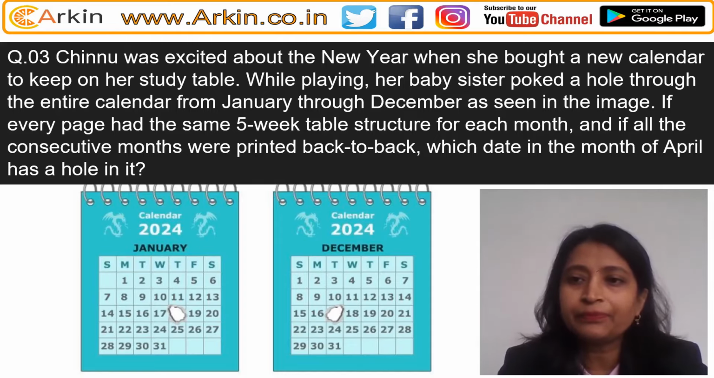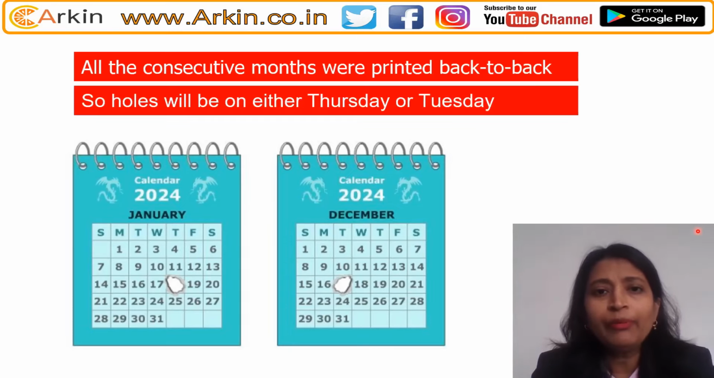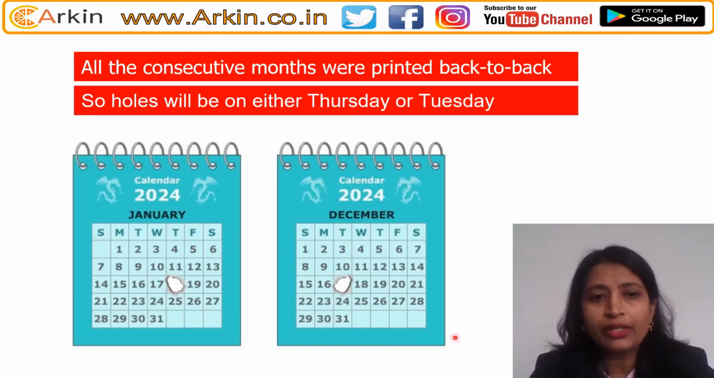So let's start. All the consecutive months were printed back to back. It's written here. So what does it mean? That the hole will be either on Thursday or on Tuesday. January, and on the back of it is February, then March, then on the back of it is April. So all are printed back to back. Can you see here the hole is on Thursday, and here the hole is on Tuesday. So our holes will be on either Thursday or Tuesday, right? It's given in the question.